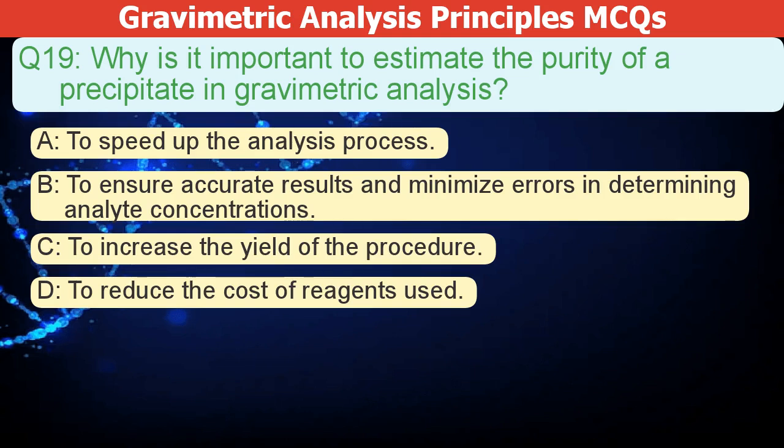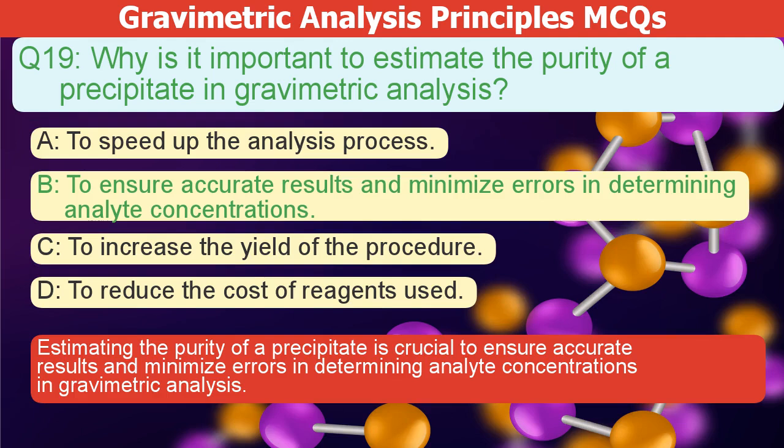Why is it important to estimate the purity of a precipitate in gravimetric analysis? A. To speed up the analysis process. B. To ensure accurate results and minimize errors in determining analyte concentrations. C. To increase the yield of the procedure. D. To reduce the cost of reagents used.